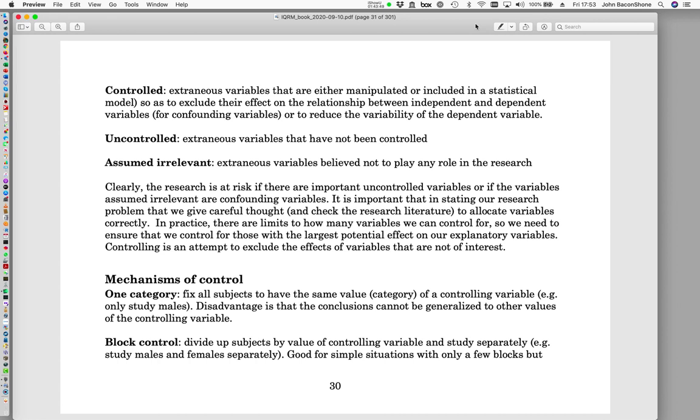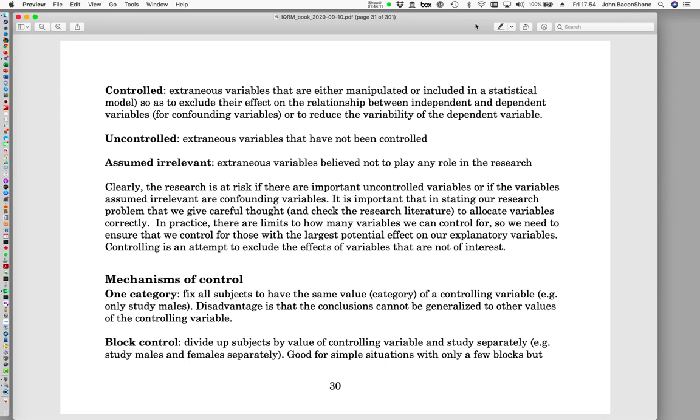But the disadvantage is I cannot generalize my findings. So if I've only studied males, I have no idea whether the same results would show up if I studied females. Okay? But as a first step, that may be a reasonable thing to do, particularly if it turned out that only for males there was a big problem.